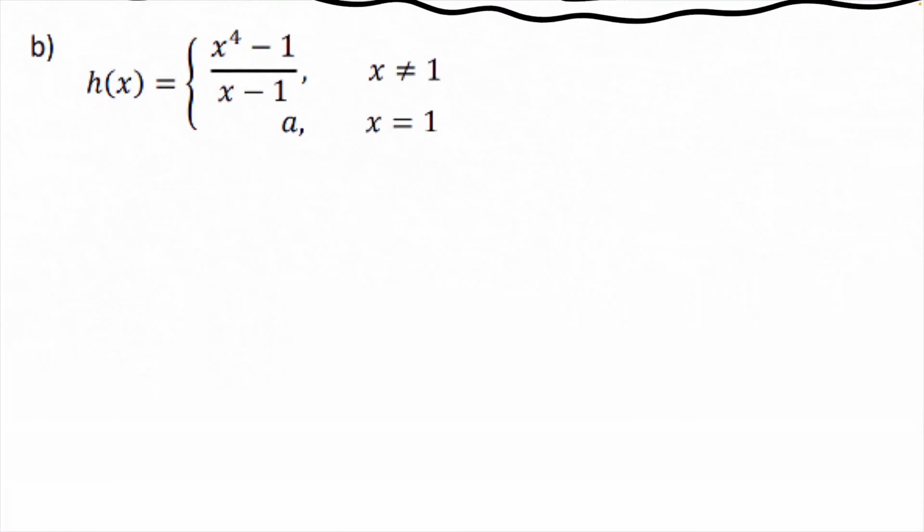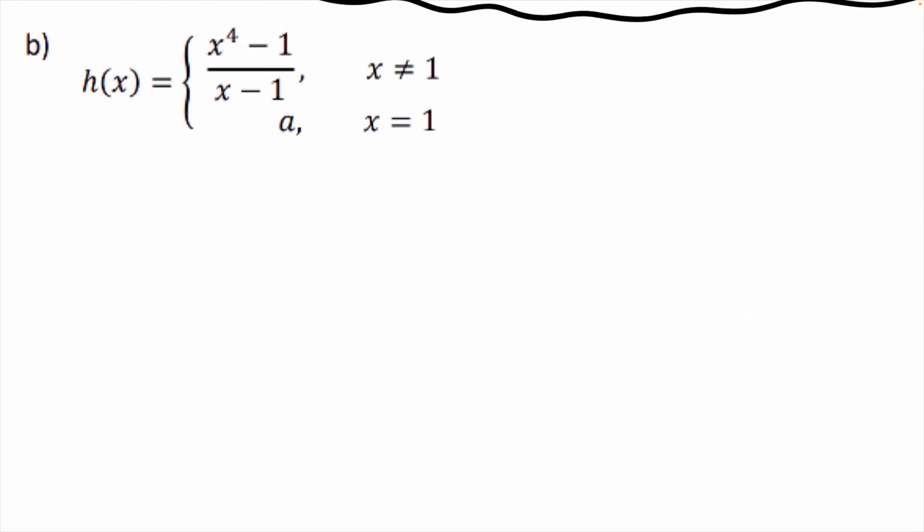Now the question says, what value would go there to make it continuous everywhere? So we have to figure out what value goes in that spot so that this thing has no discontinuities. It's continuous everywhere. The first thing we have to figure out is which value we are going to check. Which value is the only time where continuity could be an issue?